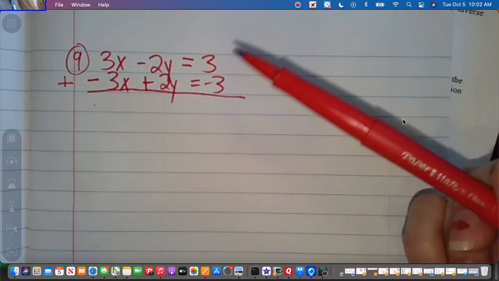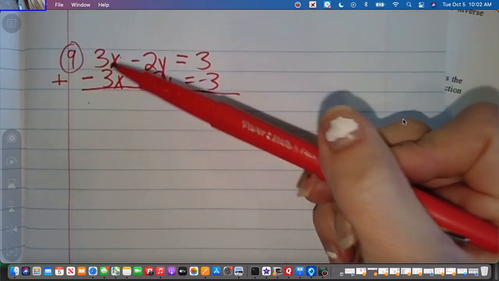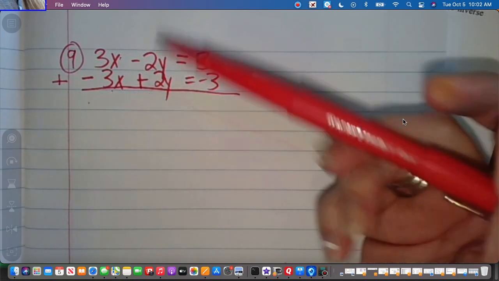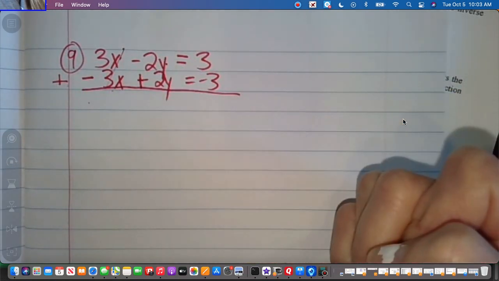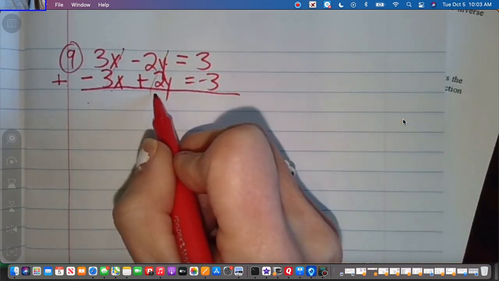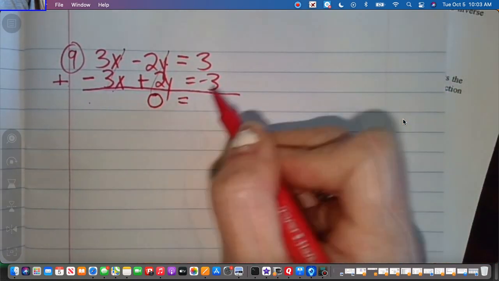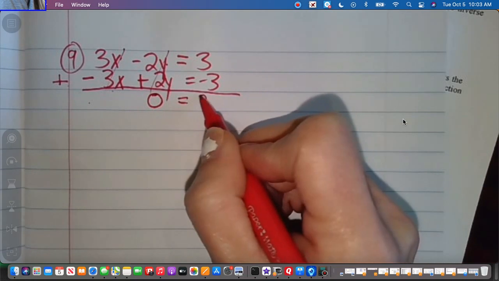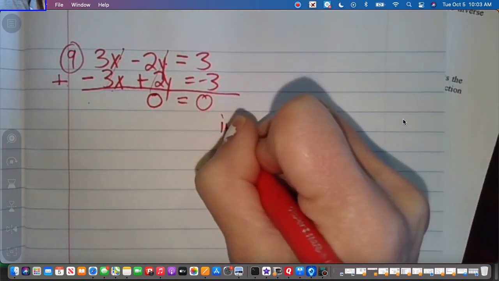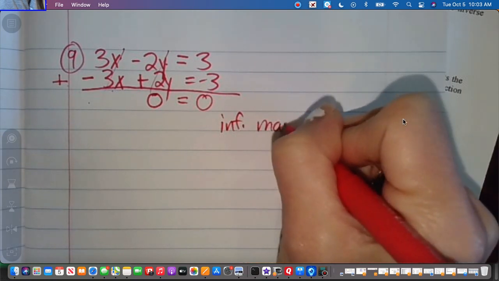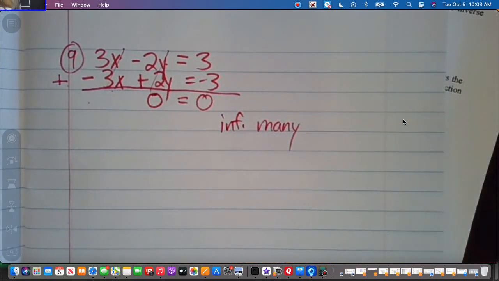It just so happens that everything cancels out. 3x plus negative 3x is 0. Negative 2y plus 2y, so pretty much all of that goes to 0. What's 3 plus negative 3? Yeah, that's 0 too. Does 0 equal 0? Yes, it does. So it's infinitely many, and you should see that answer choice. I said C.